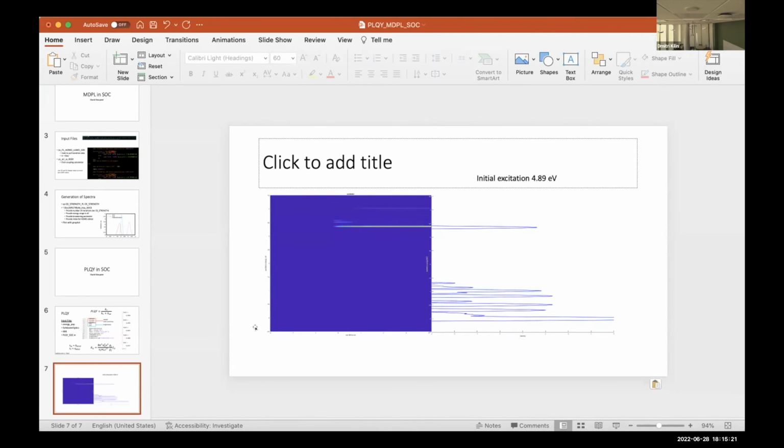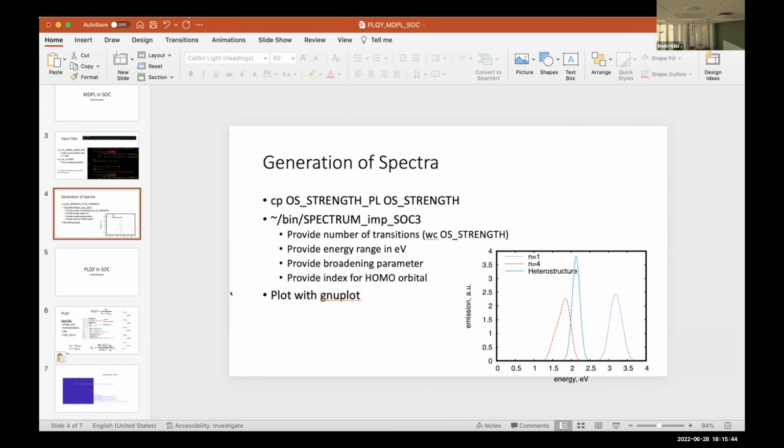Okay. Let's check if anyone asks you questions in the chat. And Adam, please look at this question and think how you would answer it. Aaron asks, is MDPL able to capture Franck-Condon factors, vibrational progressions? It is a provocative question. I hope so.